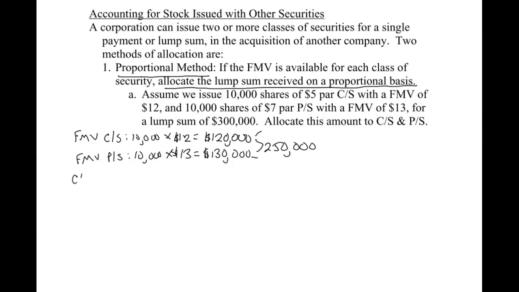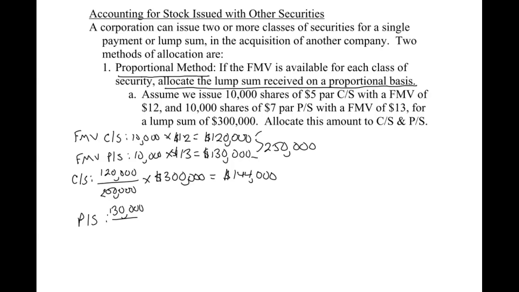Writing that out, common stock represents 120 of the total 250,000 market value, so a little bit under half. When we say proportional method, this is the proportion. That gives you a percent of the total, so just under 50%. We take that percent and multiply it times our lump sum, which in this problem is 300,000. That gives me 144,000. And then I do the same thing for the preferred stock. It represents 130,000 of the 250.